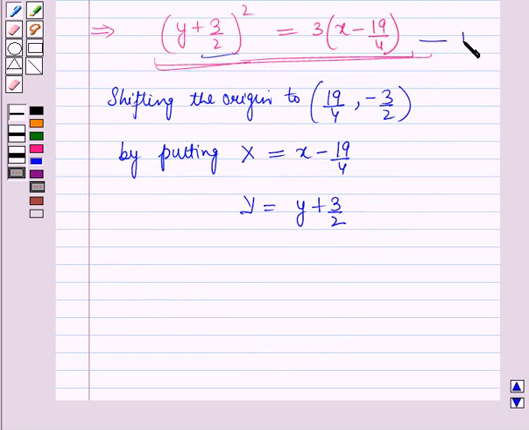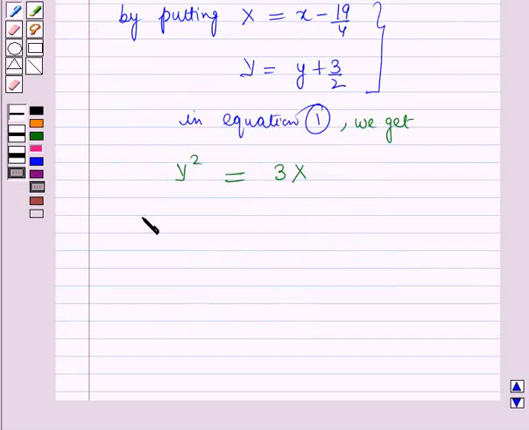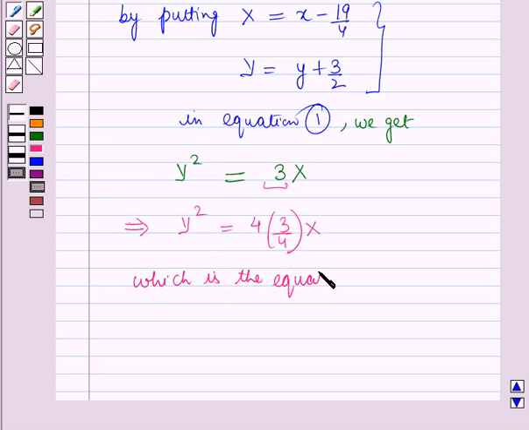Now let us name it equation number 1. So we will put these values in equation number 1. Then we get Y square is equal to 3X, which further implies Y square is equal to, now this can be written as 4 into 3 by 4 into X. Now this is of the form Y square is equal to 4aX, which is the equation in the standard form.